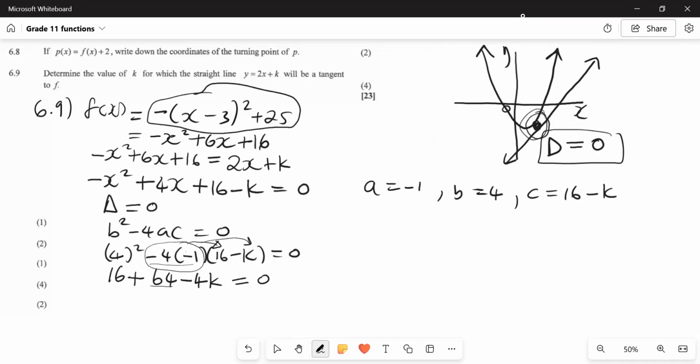From here, we collect the terms and then we add them. 16 plus 64, that's 80. We transpose, we have 4k, divide both sides by 4. Therefore, your k is equal to 20. You are looking for the value of k.